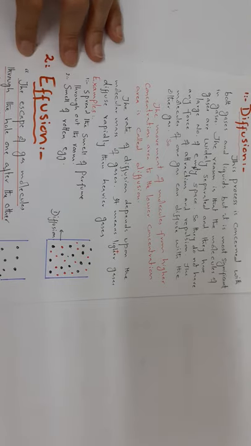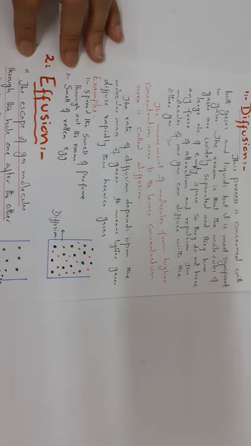Now come to effusion. The escape of gas molecules through a hole one after the other without collision is called effusion. So effusion is not because of collision. Look at this figure. This is a jar. It consists of gas and there is a hole at the side of this jar. From this hole, gas molecules will escape one by one without collision. This process is called effusion. Example of this is when a tire gets punctured, and second example is when a balloon has a little hole.